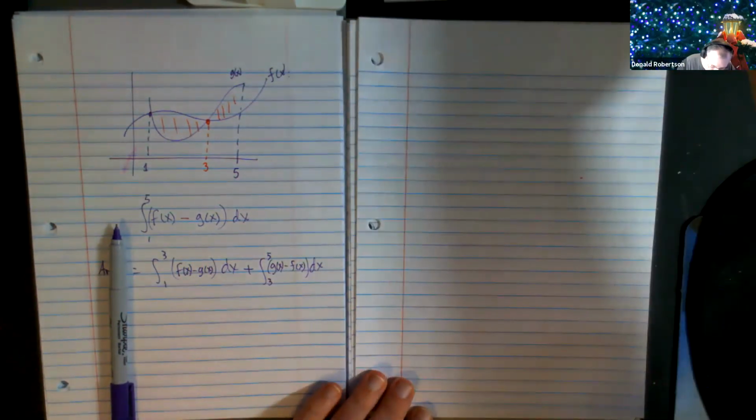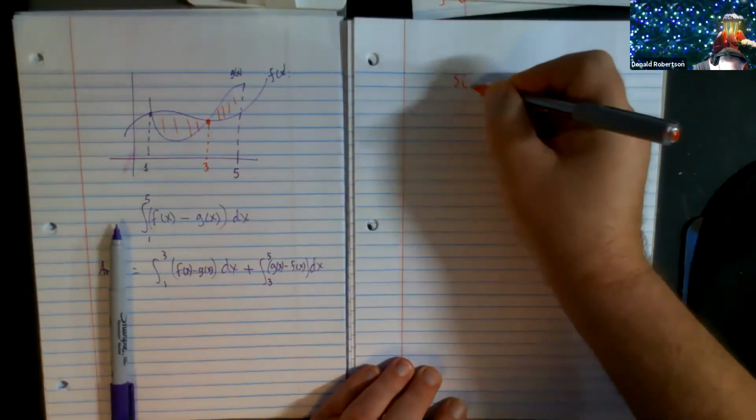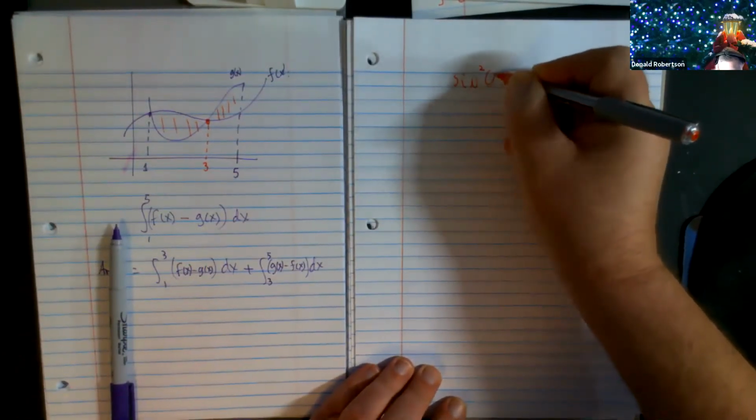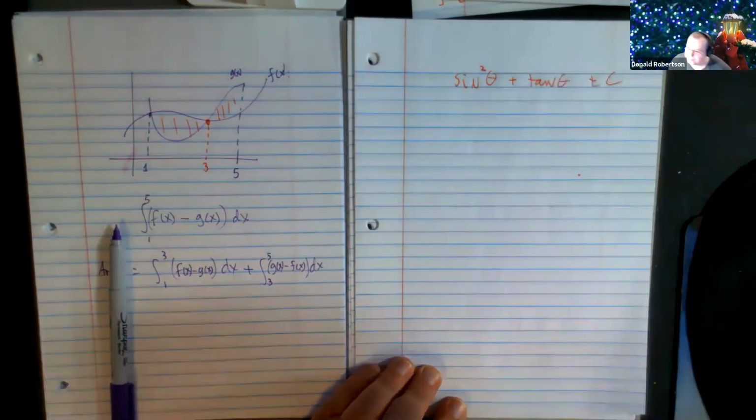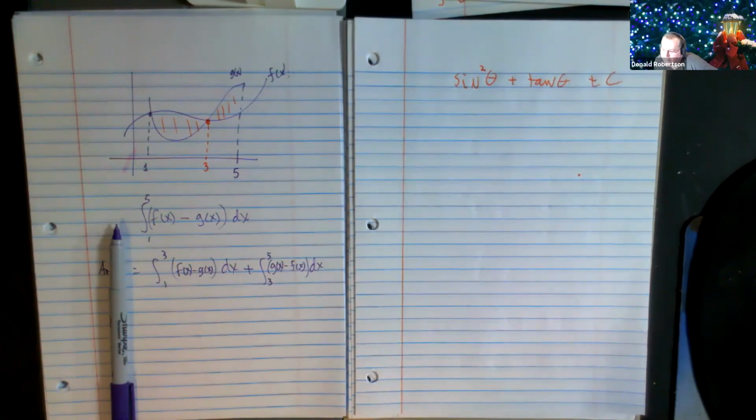Let's say you do the whole question, right? And you go through, and the final answer ends up being sine squared theta plus tan theta, right? With a C, right? You know that's not the answer.